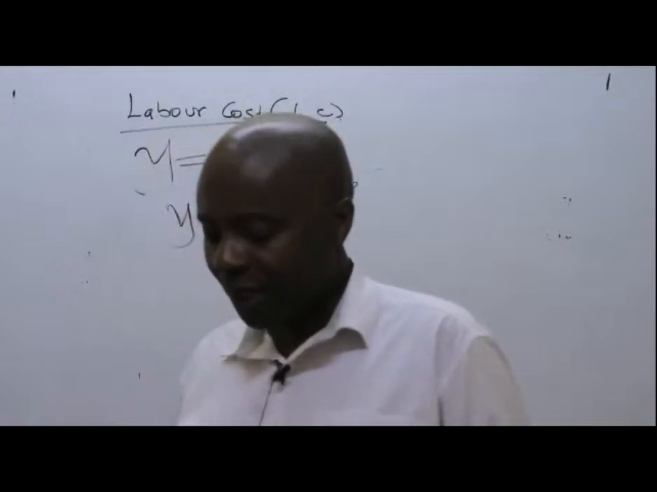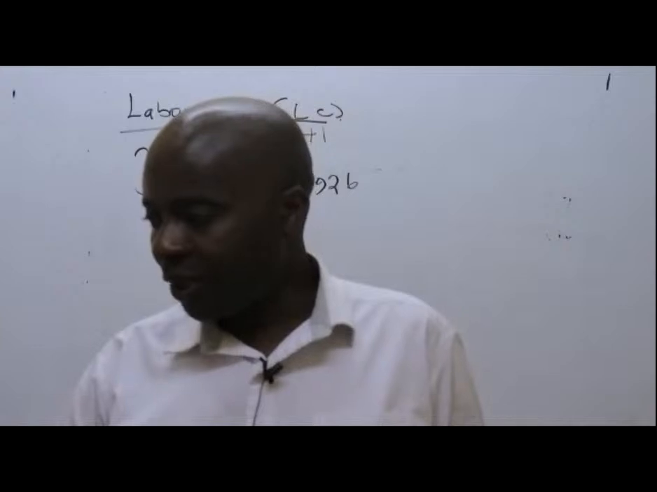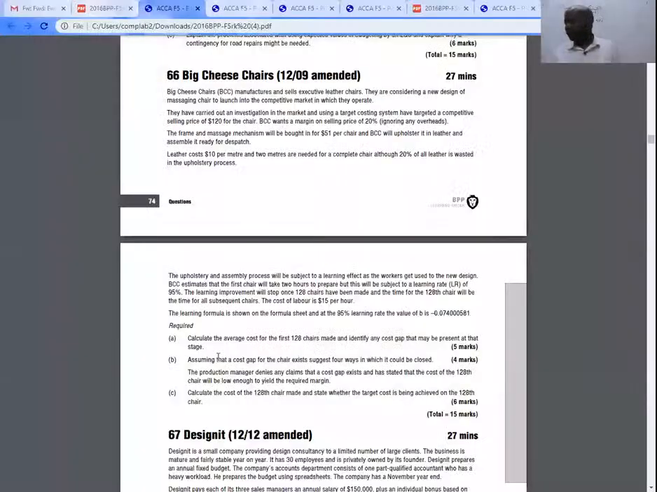Great. Now, please read the question. What do they want us to do in part 1? Part 1 wants us to calculate the average cost for the first 128 shares. So give me the labor cost of the first 128 shares. Y for the first 128 will be 30, where 128 is the quantity, raised to 0.926. So 30 times 128 raised to that parameter.